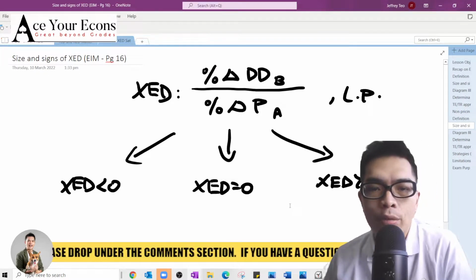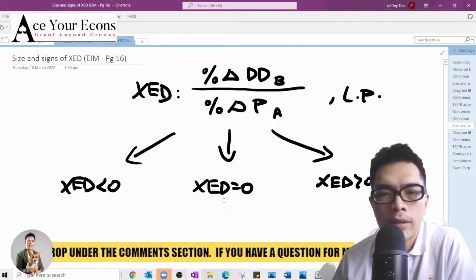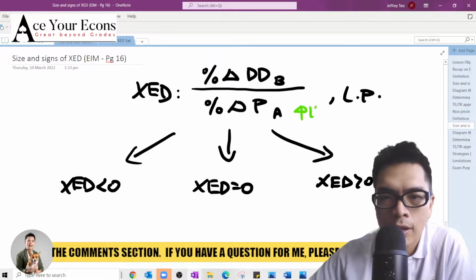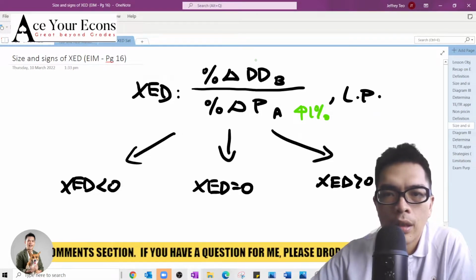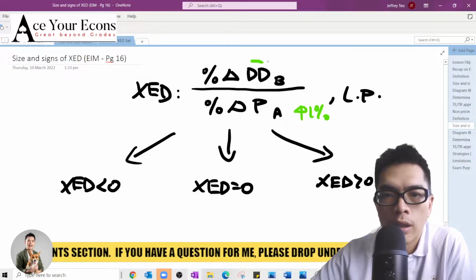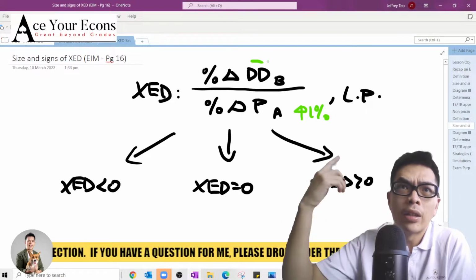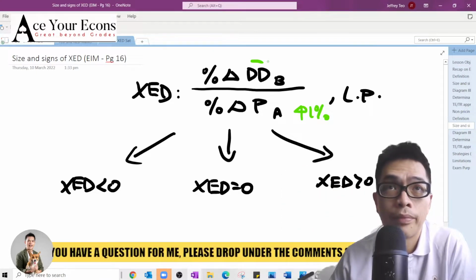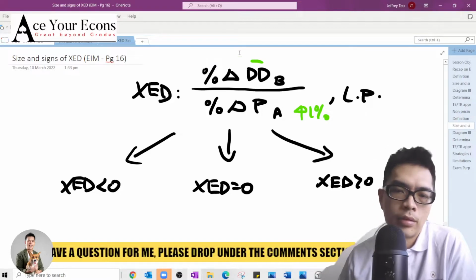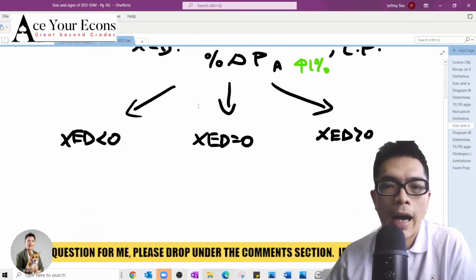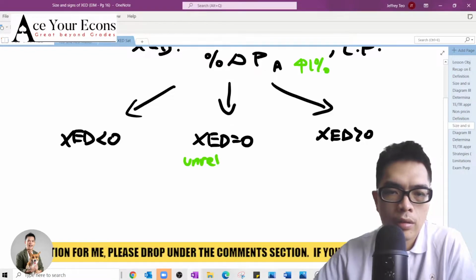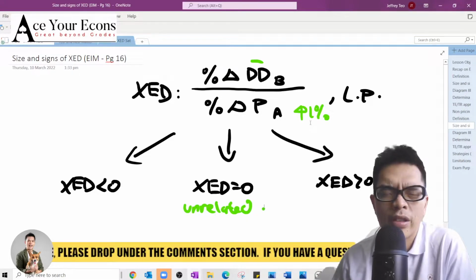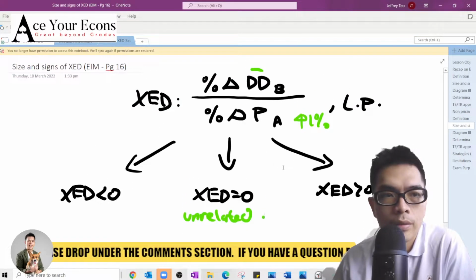Let's start with the easiest one. What does equals 0 mean? It means that no matter how your price changes, let's consider this, when it goes up by 1%, there will be no change in demand for the other good, right? So when there's an increase in the denominator but no change in the numerator, it will equate to 0. So what does it tell us? It tells us that these two are unrelated goods. Easy enough? So a change in price of one good will not affect the demand for the other good.